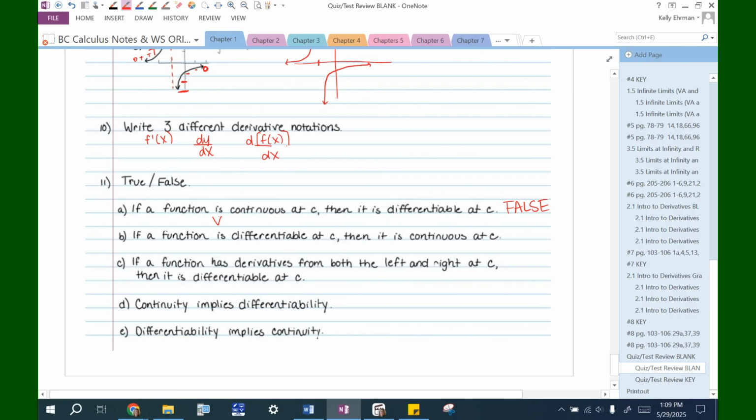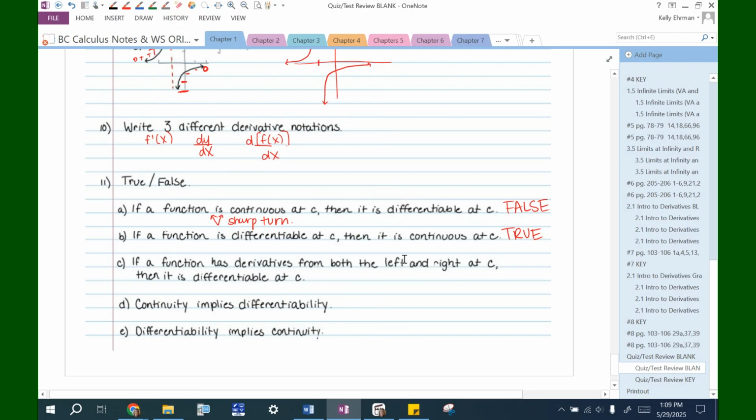Think sharp turn. An absolute value graph is continuous, but it's not differentiable at its vertex. Now, the other way around is true. If a function is differentiable at c, then it's continuous at c. So that's true because remember, different qualifications have to happen. If a derivative exists, then the function must exist, the limit must exist, and it must be a smooth, not a sharp turn. So that has to be true.